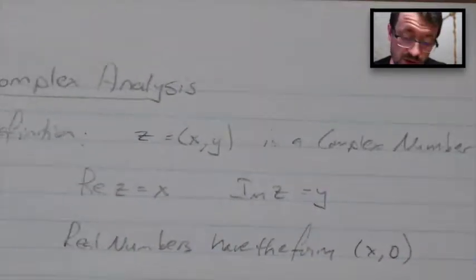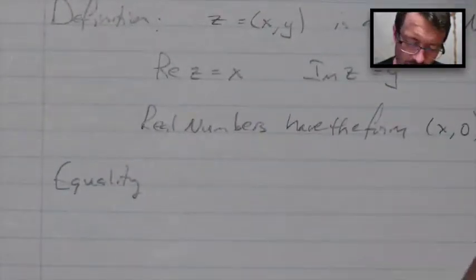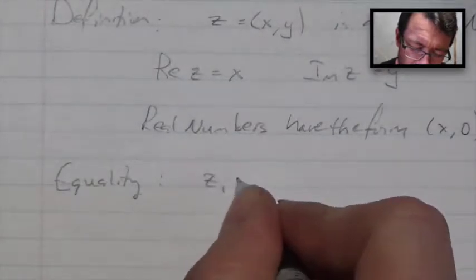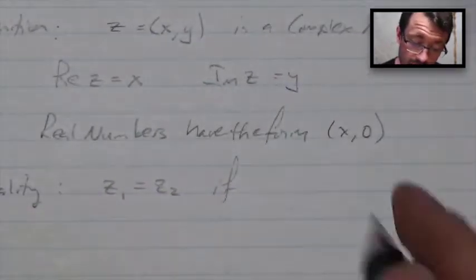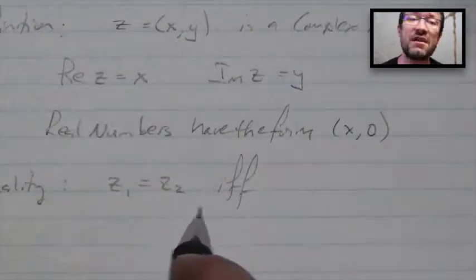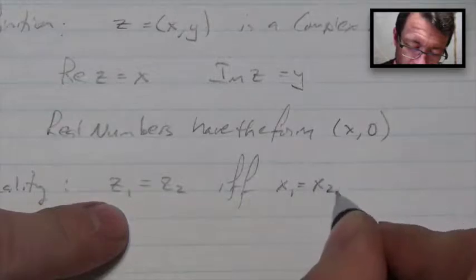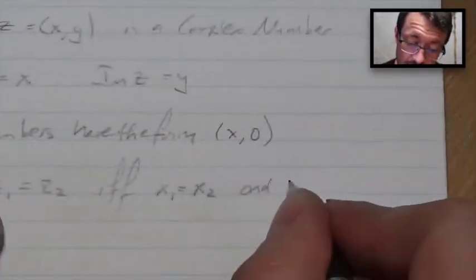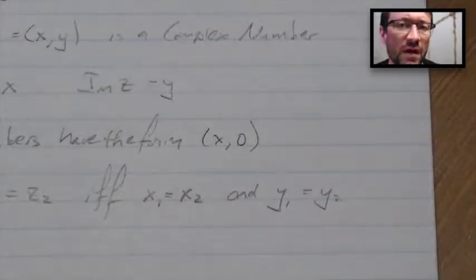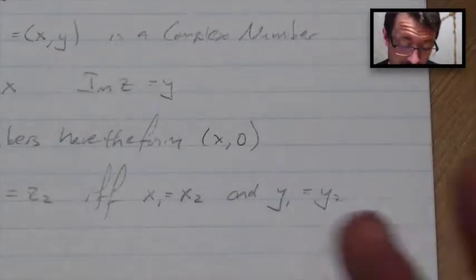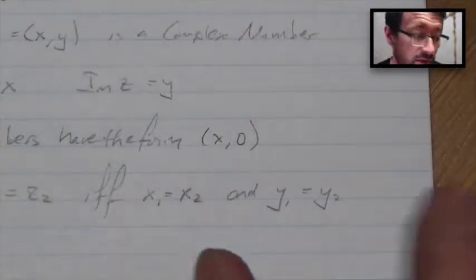Now, let's talk about equality. So let's say we've got two complex numbers. They will be considered equal to each other if and only if the x coordinate, the real part of the first number, is equal to the real part of the second number, and the imaginary part of the first number is equal to the imaginary part of the second number. In other words, both those pieces have to be identical to each other in order for these two complex numbers to be considered equal to each other. So that's how we understand equality.